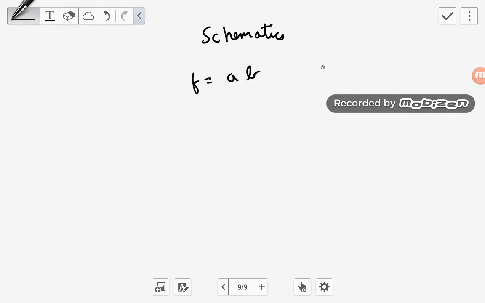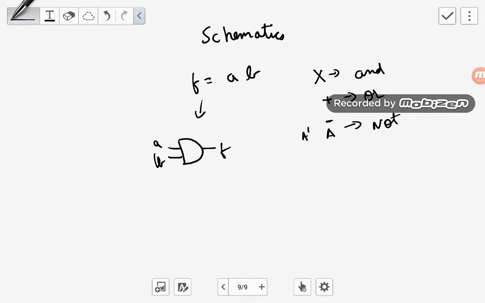AB means multiply, which means AND gate. Plus means OR gate, and if there is a bar over a variable, that means NOT. So if I have this system, F = AB shows that I have two inputs, and multiply means AND gate. A and B give me F. That's simply how we draw a simple gate.